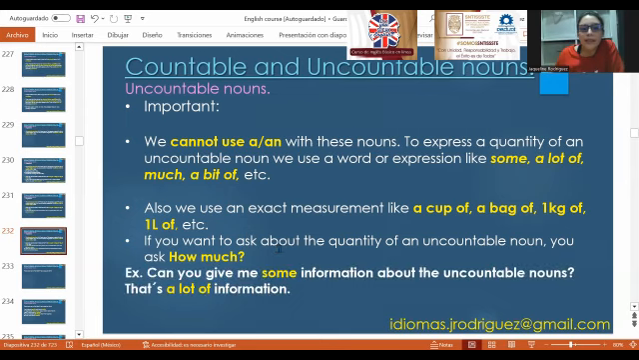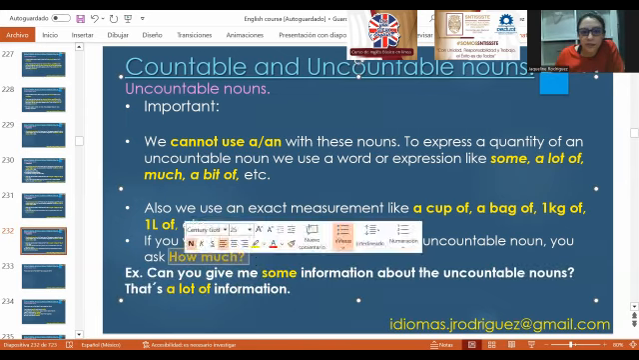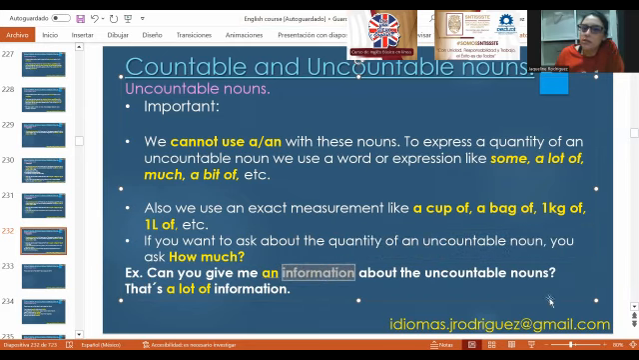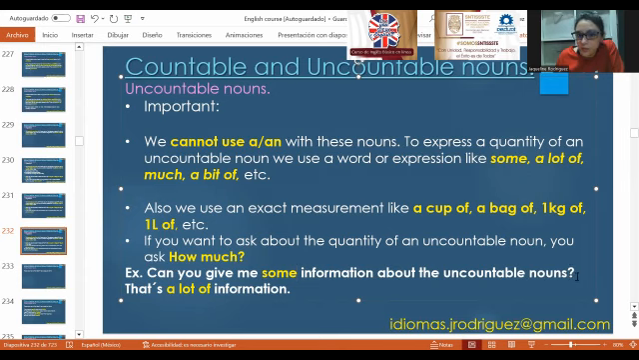Okay, so then an example of this. Can you give me some information about the uncountable nouns? What I'm doing, I'm using some information. Why I'm not using an? Can you give me an information? Because information is an uncountable noun. No, información también es un uncountable noun. Por esa razón no puedo usar an. Tengo que usar some. Ahora sí, ¿podría darme algo de información sobre los uncountable nouns?